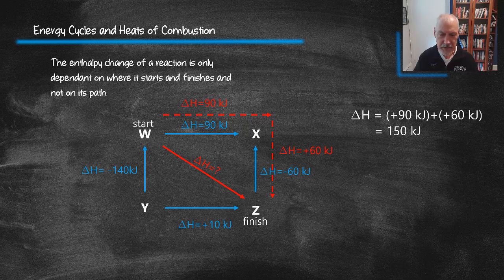Is there another way you can get from W to Z? Well, certainly we could do this followed by this. Can you figure out the enthalpy change associated with doing it that way? First of all, we'd have to reverse that minus 140 and make it positive 140, and then add 10. And we can see here, we arrive at the same answer. It's independent of the path.